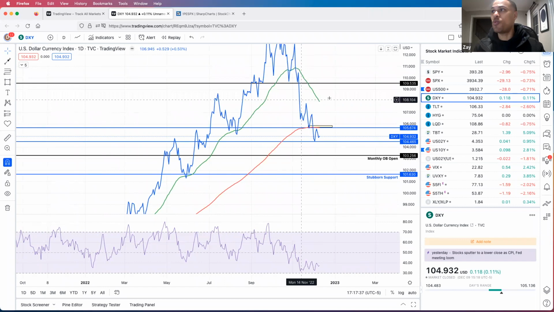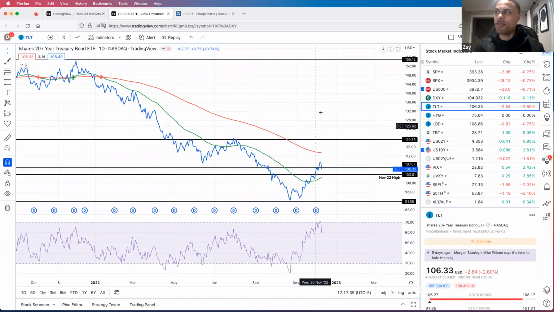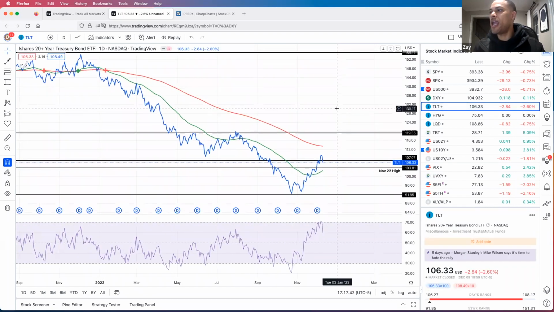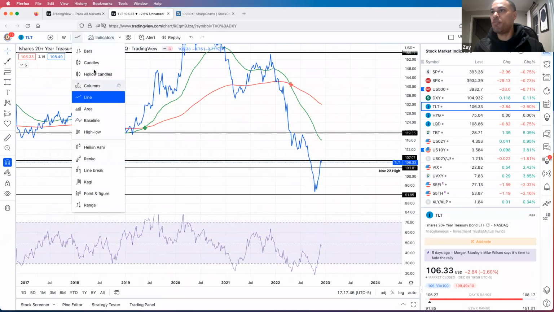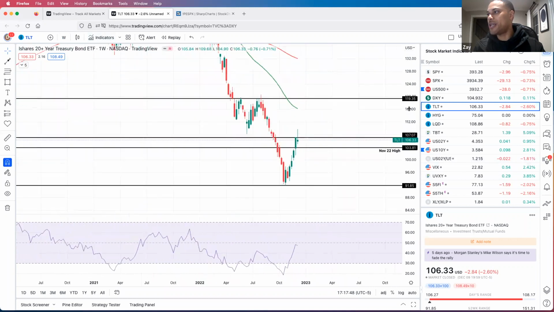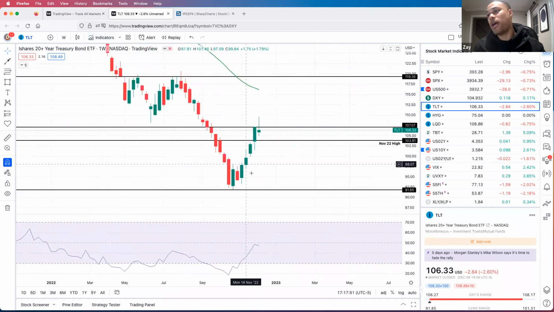So that's the DXY. Let's take a look at the bonds, right? So the bonds are the next indicator that we use, and the bonds, as I had mentioned, continued their bullishness. However, we did get somewhat of a pullback, which I wasn't surprised by, but the pullback wasn't too big.